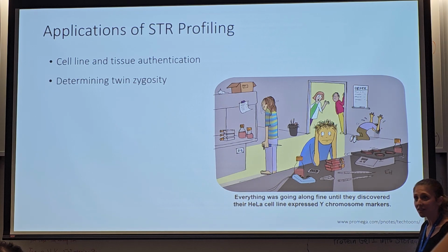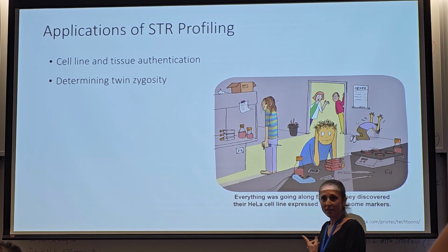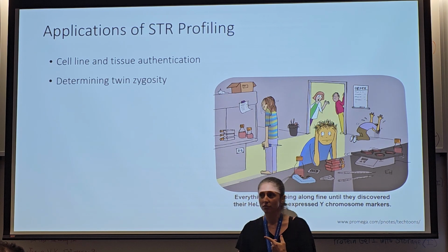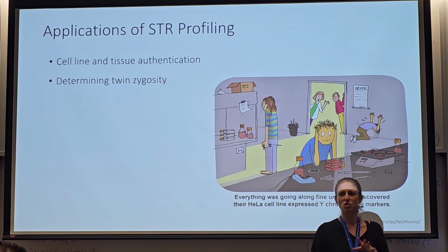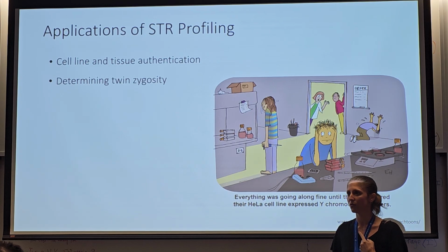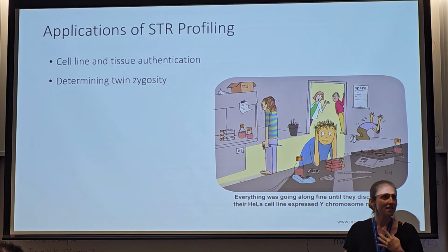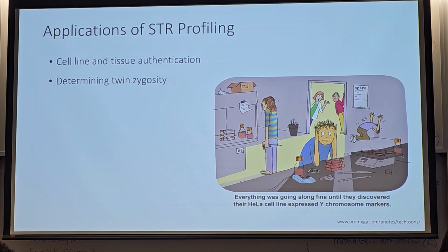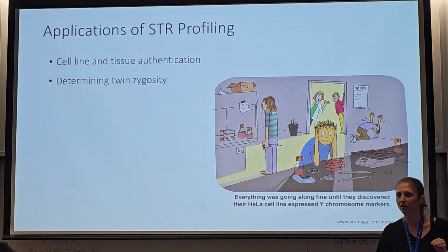Determining twin zygosity, right? Why do we think that STR profiling is useful for determining twin zygosity? And does everyone know what I mean when I say twin zygosity? So whether you're identical or fraternal? So why is this useful? How would we know? Right? So identical twins will have the exact same fingerprinting, right? Fraternal twins will not.